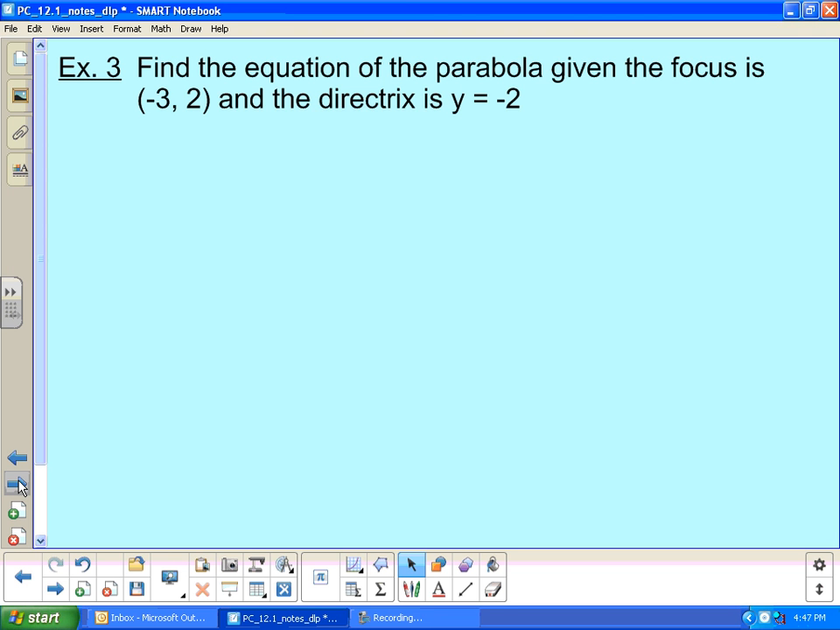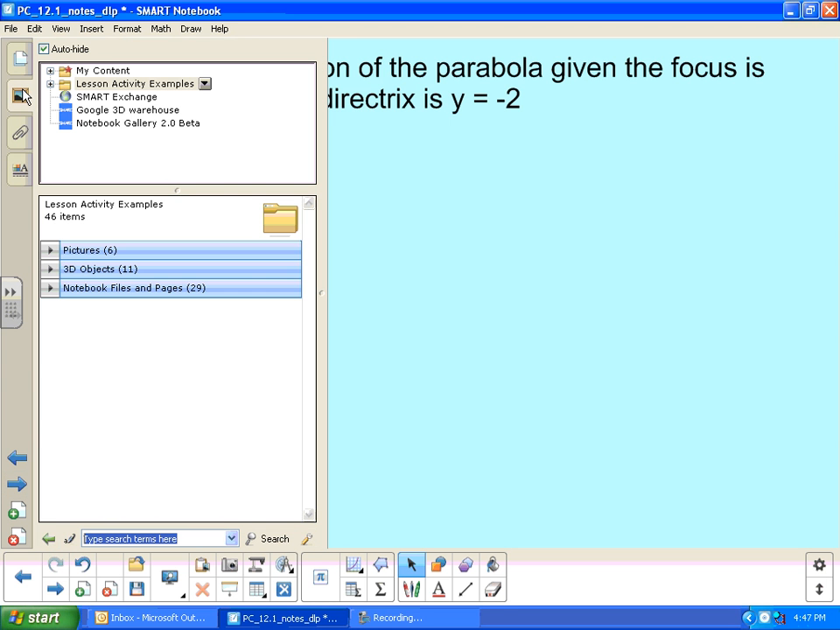What happens when our focus is somewhere else that's not on either the x-axis or the y-axis? This is a situation we're going to get to in section 4 where we talk about a translation, but we're going to peek at it and think about this answer through the use of our distance formula. We've got a focus at negative 3, 2, and a directrix at y equals negative 2. So let's get a little visual here of what has happened.